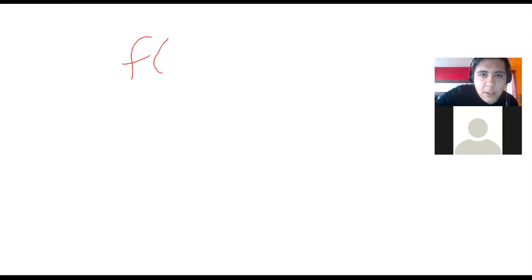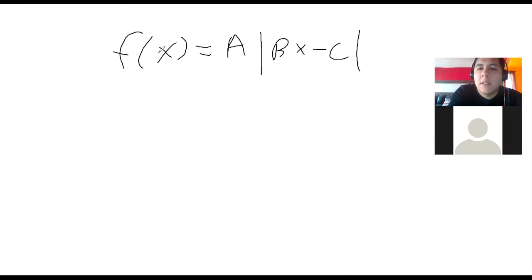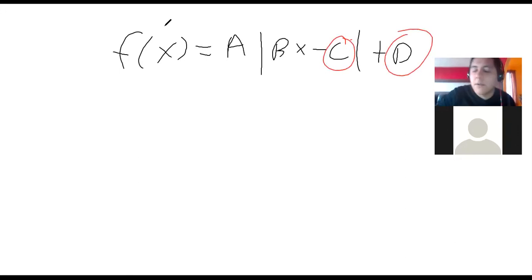Okay, let me do it in different colors. So we were saying, let's say we had f of x is equal to a, b x minus c, plus d, right? So we focused last week on just C and D, right? So basically translations, moving the graph either left or right or up and down. So that was from last week.